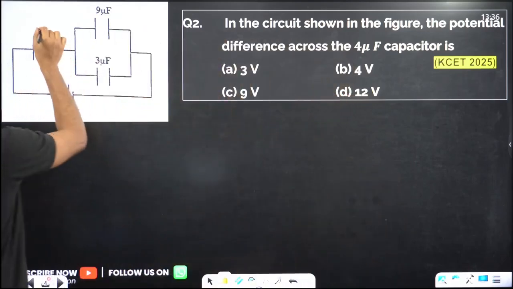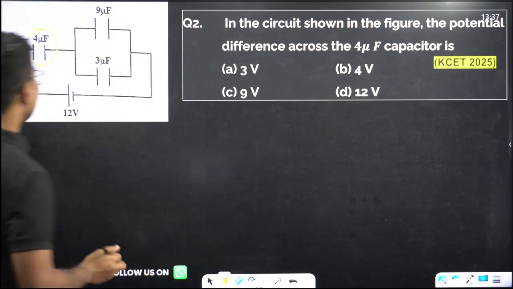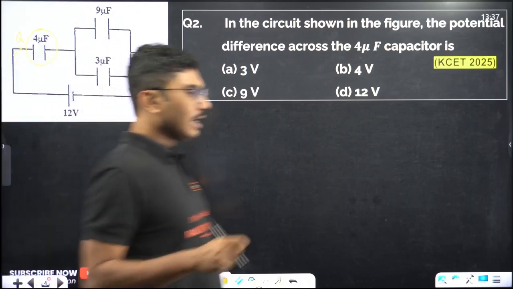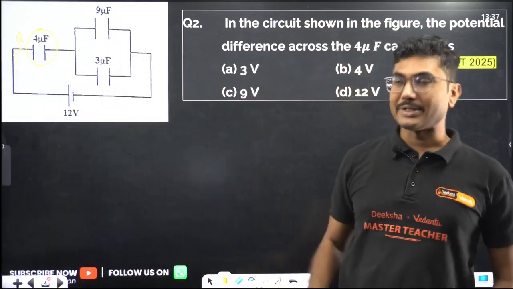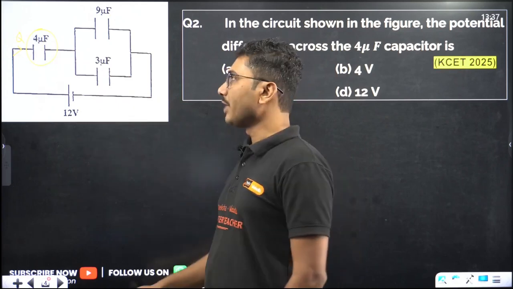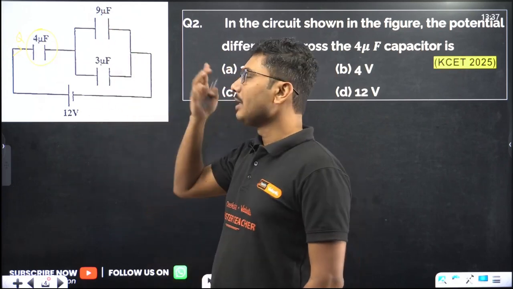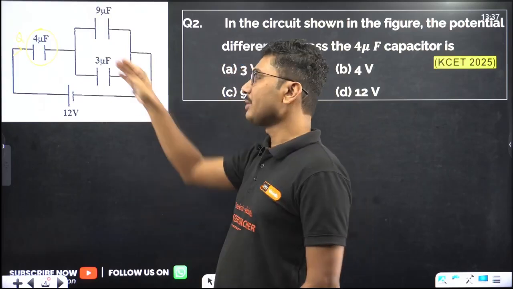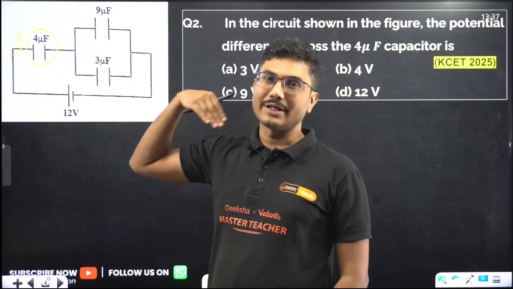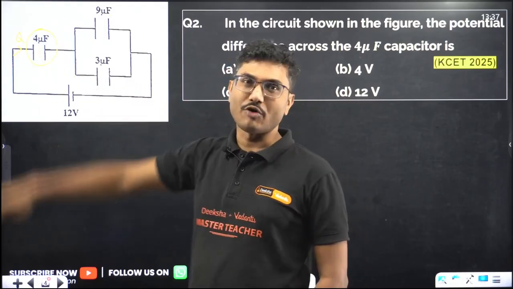Now because this 4 microfarad is connected in series, very interesting, whatever charge that we calculate for the equivalent capacitor, the same amount of charge will be passing through this 4 microfarad as well. If you have to do the same for this, then it would be a little complicated, a JEE Mains level question. But because this one is connected in series, we simply need to calculate the equivalent capacitance and the charge passing through that.